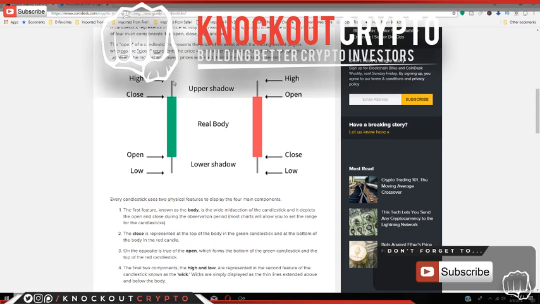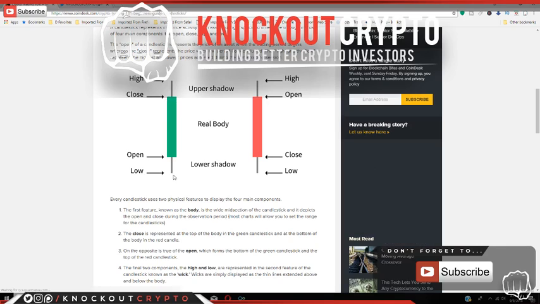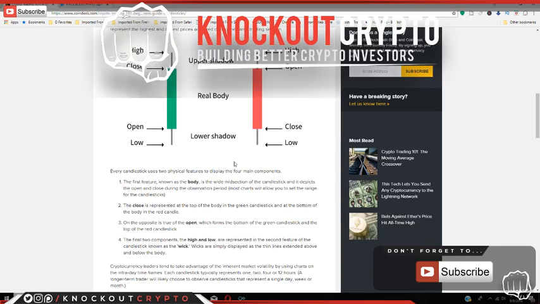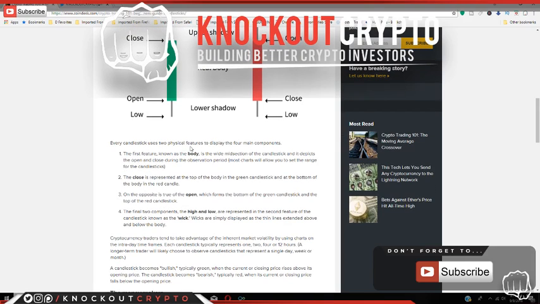So as you can see here: the high, the close, the open, the low, upper shadow, real body, lower shadow. Every candlestick uses two physical features to display the four main components. The first feature, known as the body, is the wide midsection of the candlestick, and it depicts the open and close during the observation period. Most charts will allow you to set the range for the candlesticks.